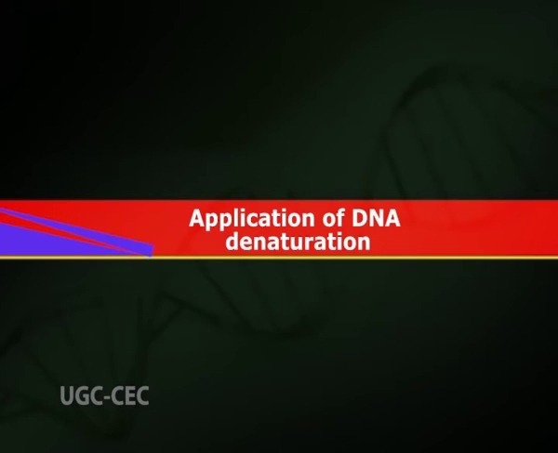Application of DNA denaturation. DNA denaturation can be used to detect sequence differences between two different DNAs. In this method, DNA sample is heated and denatured into single-stranded state. The mixture of DNA is cooled to permit strands to rehybridize. Hybrid molecules are formed between similar sequences. If there are any differences between those sequences, there will be disruption of the base pairing.